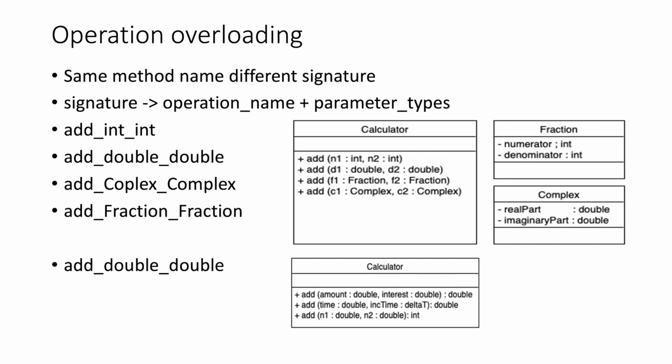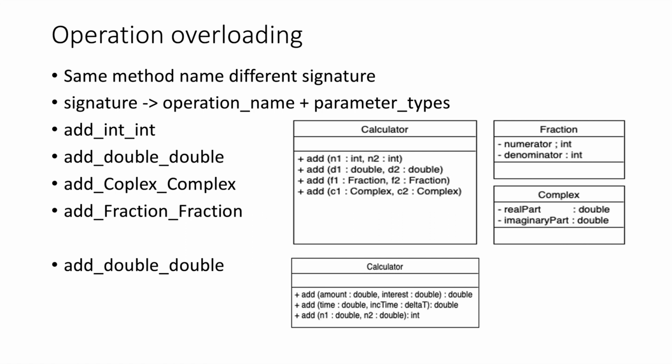Let us see one more concept which is very important in OOPS. That is called operation overloading. Operation overloading means the same method is present multiple times in a given class, where the method name is exactly the same, but the method signature is different. Let's try to understand what we mean by a signature.